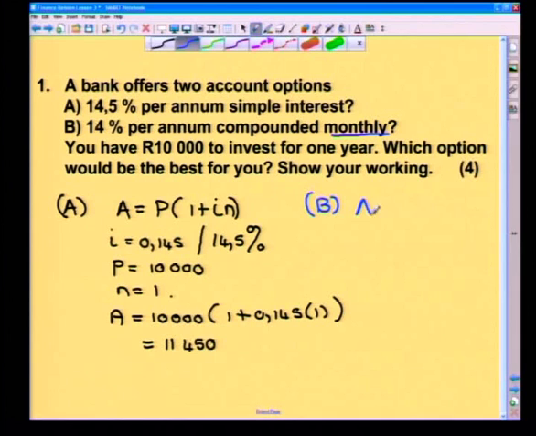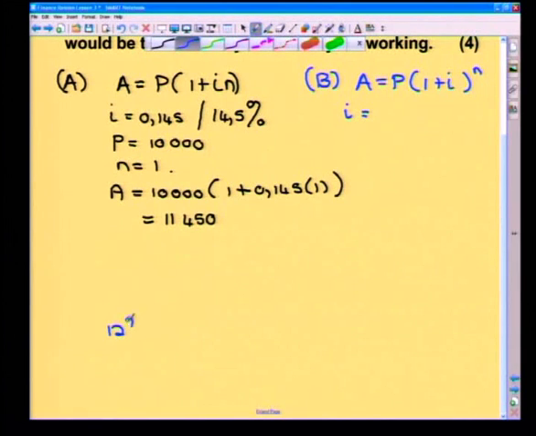So option B, we're going to use the formula A equals P, 1 plus I to the power N. Now, what we're going to be careful of here, our interest rate is 14%, but it's being calculated monthly. Now what that means is they take the 14%, divide it by 12, and every end of the month they add on whatever that amount is. So if we think of it like that, let's take something simpler maybe. Let's say it was 12% compounded monthly. That means 1% per month.